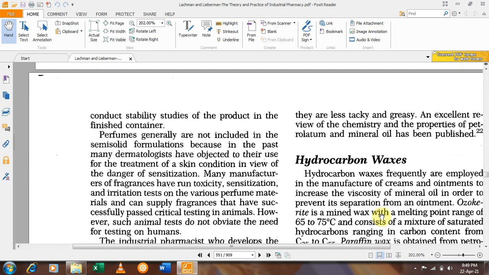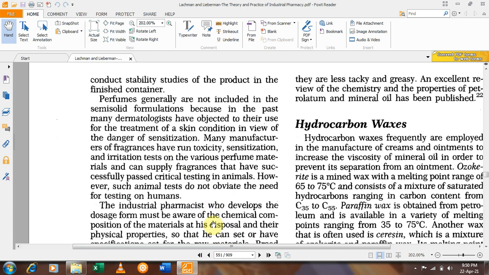in the finished container. Perfumes are generally not included in the semi-solid formulation because of past experience. Many dermatologists have objected to their use for the treatment of skin conditions in view of the danger of sensitization. Due to the sensitization, the perfumes are not included. Many manufacturers of fragrances have run toxicity, sensitization, and mutation tests on the various perfume materials and can supply fragrances that have successfully passed critical testing on animals. However, such animal tests don't obviate the need for testing on humans.